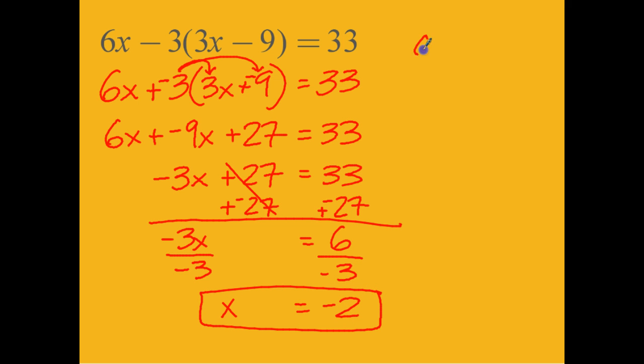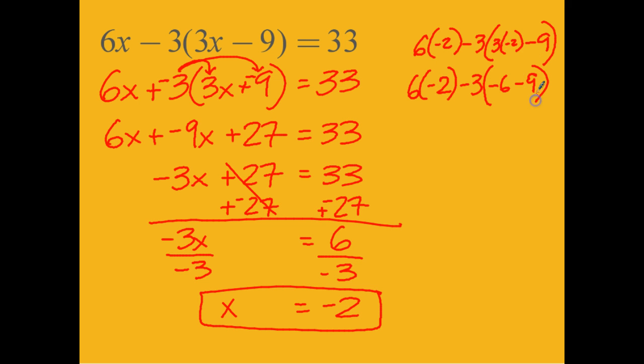Let's check it. 6 times negative 2 minus 3 times negative 2 minus 9. And I ran out of room, so this is going to have to be equal to 33 there, okay? So let's do the parentheses first. 3 times negative 2, so we'll do 6 times negative 2 minus 3 times, negative 2 times 6 is negative 6 minus 9. Okay, and I can change this to adding a negative. So 6 times negative 2 minus 3 times, well, negative 6 and negative 9 is negative 15.